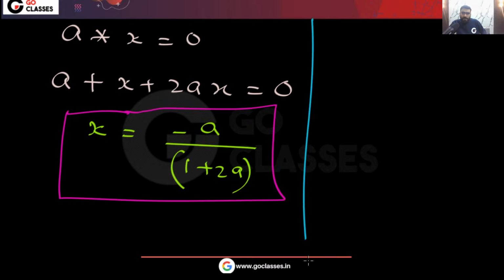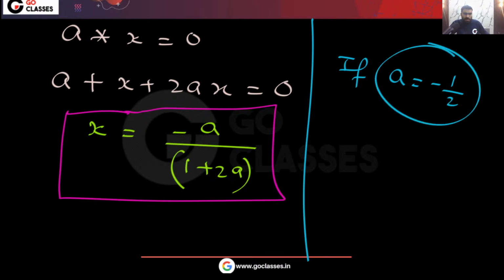You can see, if you take, for example, a equal to minus 1 by 2, now what will happen? Now this denominator will become 0. Please notice, this will become 0. If a equal to minus 1 by 2, then basically your inverse will be divided by 0. Yes or no?